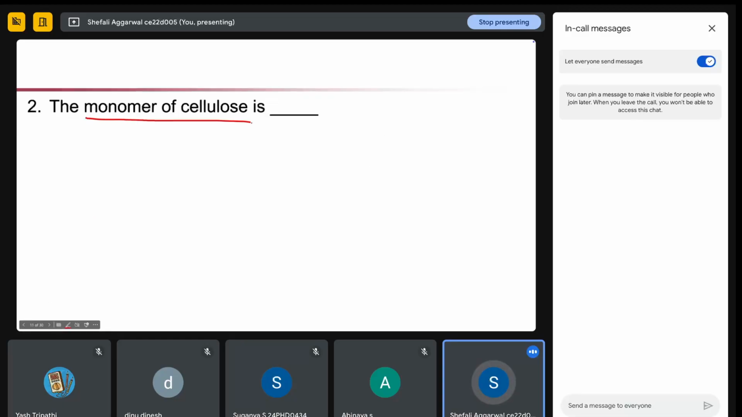The monomer of cellulose is glucose, sucrose, hemicellulose or lignin? So the answer is already given. The monomer of cellulose is usually glucose.